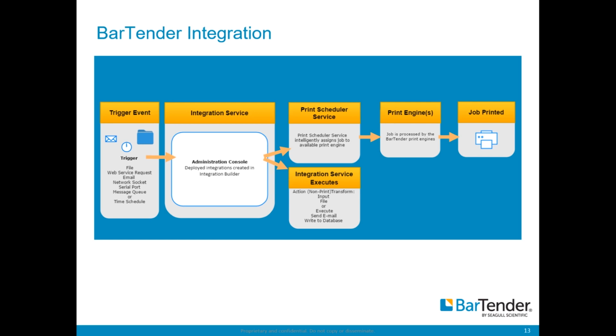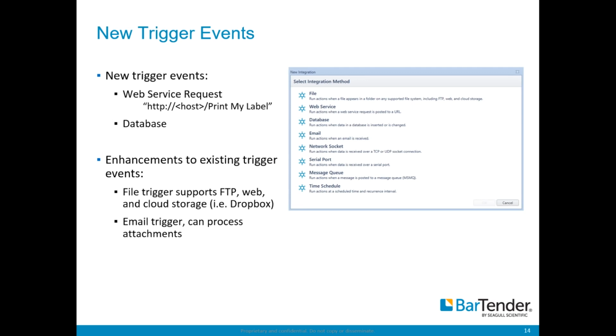This is where the print schedule service intelligently assigns the job to the correct print engine in order to guarantee the order of your labels. This whole process begins there with the trigger event. That's what triggers your integration.